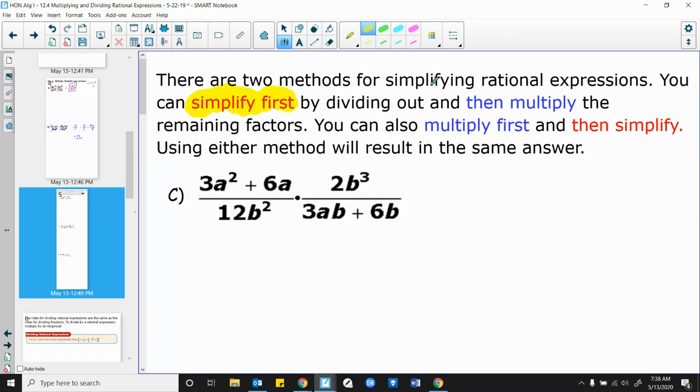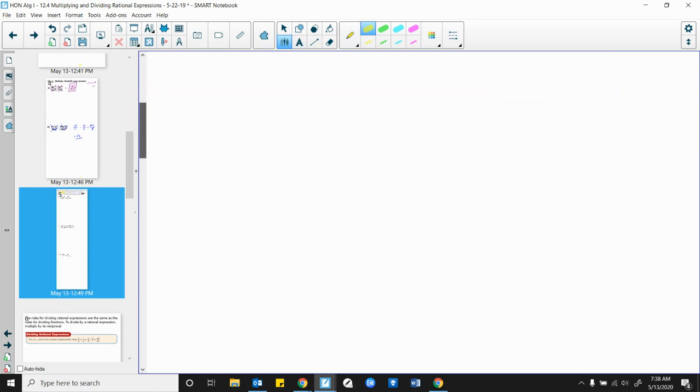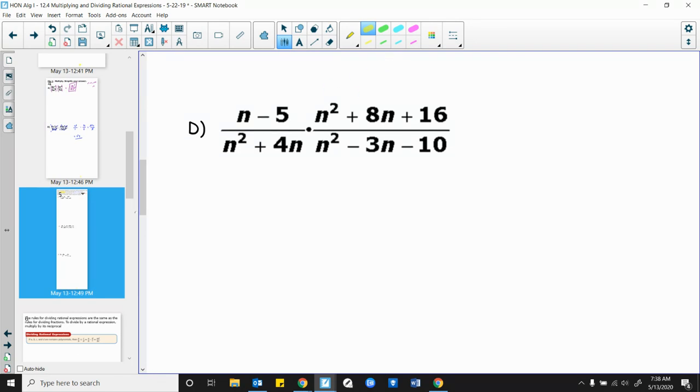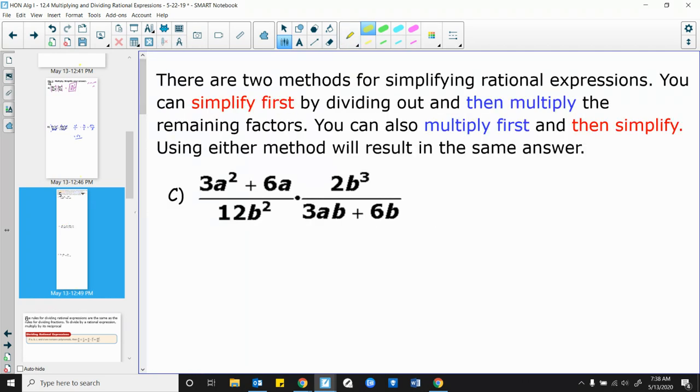That way we deal with smaller numbers and we don't have these huge foiling problems. Like, think about this. If you had to multiply n minus 5 times n squared plus 8n plus 16, you'd have to foil and then foil and then foil again, and it would be crazy and our heads would be spinning. Okay, so we're not going to do that. But we can simplify first.